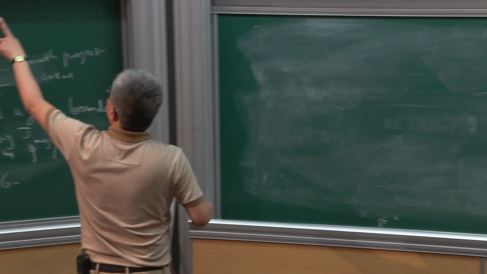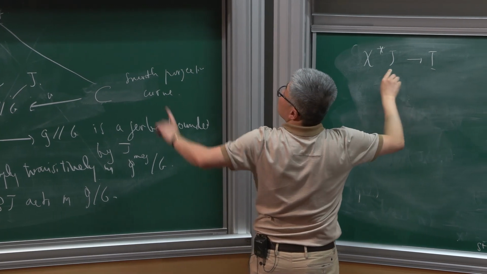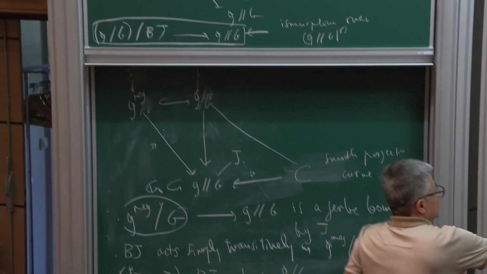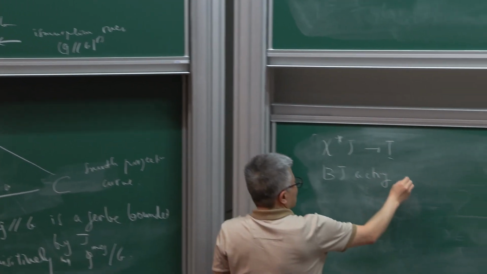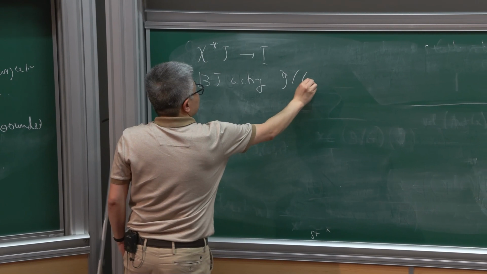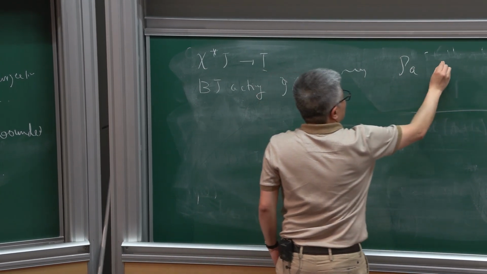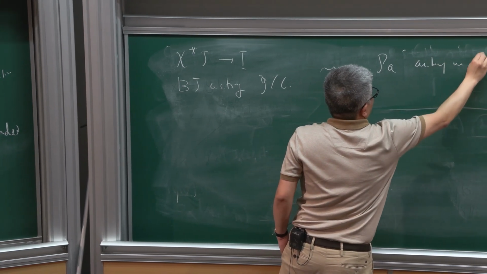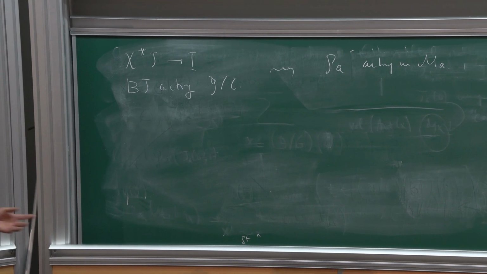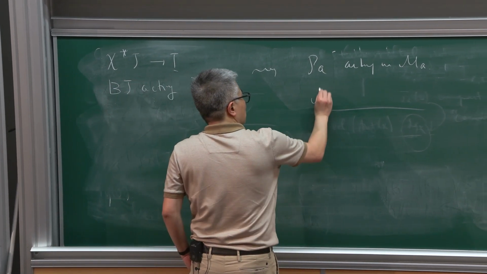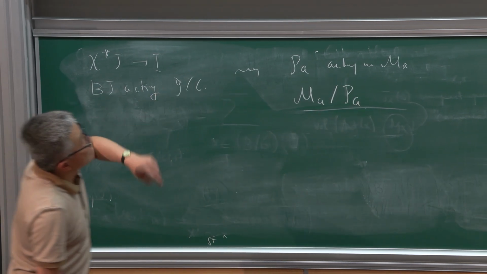Now, because of the fact that you have this homomorphism from chi of J, when you put back J into I, then it derives this map from B of J acting on G mod G. And that gives rise to an action of PA acting on MA. And again, if you look at the quotient MA mod PA, then it becomes the mass.